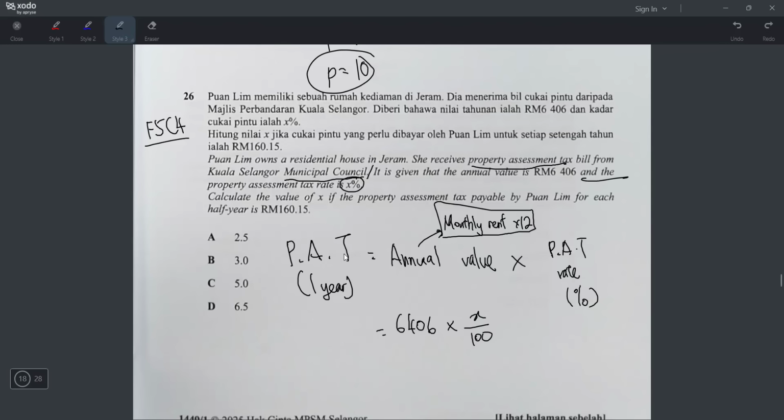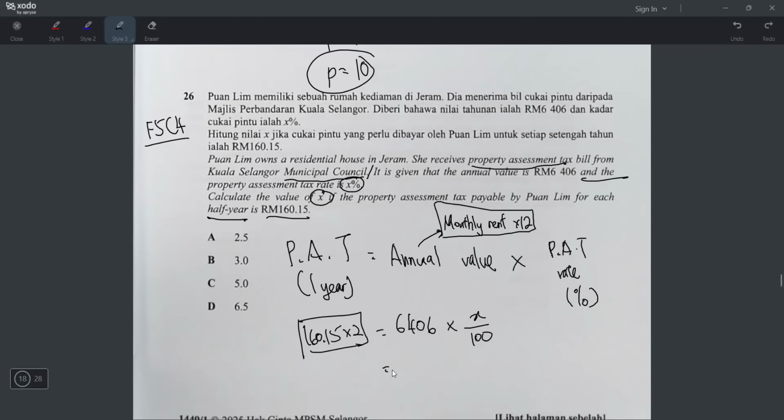So let's keep reading. Calculate the value of X, which is the rate, if the property assessment tax payable by Puan Lim for each half year is 160.15. Alright, you know that this spot is for you to write the property assessment tax for 1 year. But this one, 160.15, is for half year. So times 2 lah, to get for 1 year. Or you can also say this one divide by 2. Okay? Okay lah, but I think it's better I write like that.